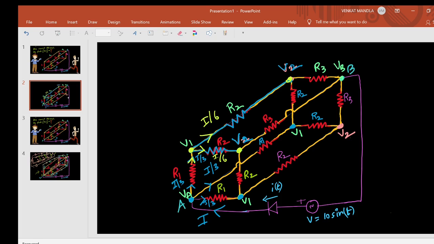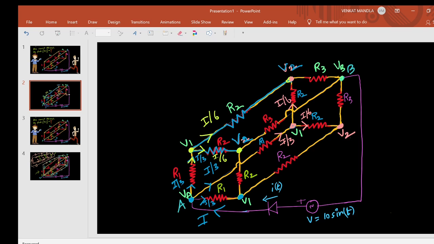Next, I'll come to the below line. This is I by 3. Here V1, and after V1 we have R2 and V2. After V1 here also we have R2 and V2. Here also the current divides equally, V1 minus V2 by R2 in each. This is I by 6, and this also I by 6.